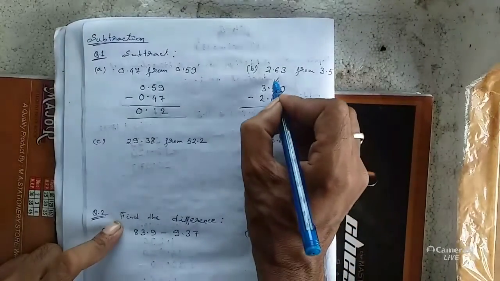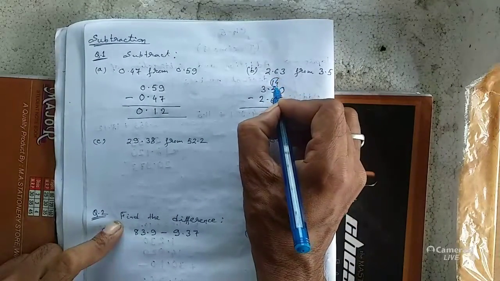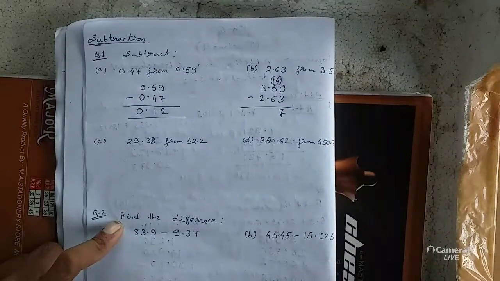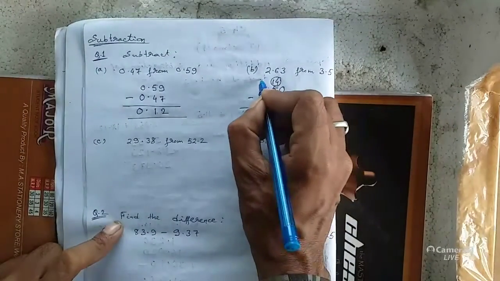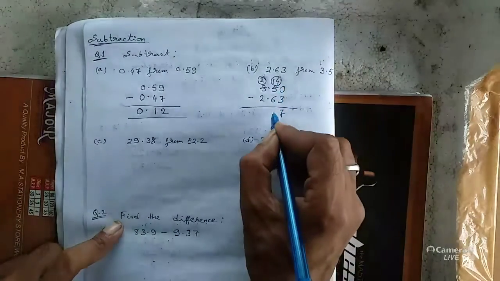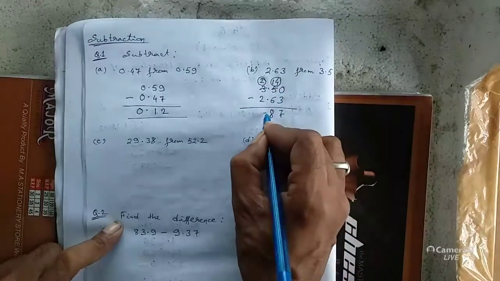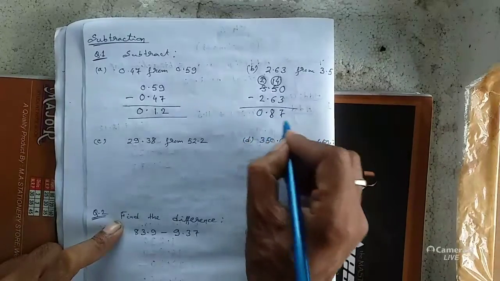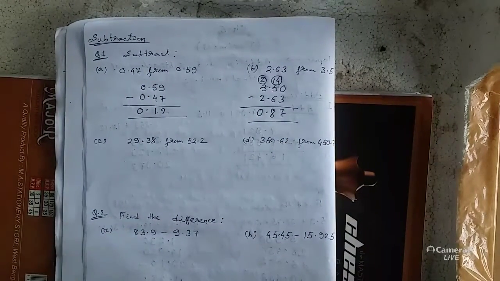4 minus 6 is not possible, so let us take it as 14, borrowing 1 from here, so it becomes 2. 14 minus 6 is 8. 2 minus 2 is 0. 0.87 becomes the result.